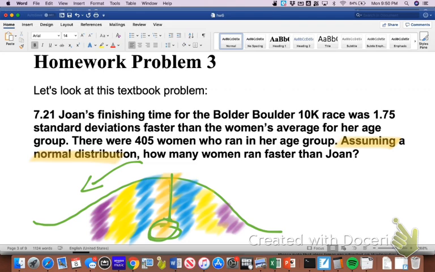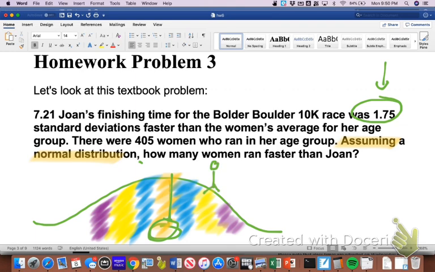So Joan has run this race, and her race was 1.75 standard deviations faster than the women's average. Now, what that would sometimes make people inclined to think is, oh, well, she's fast. That's good. That means that if she's 1.75 standard deviations faster, that's pretty darn faster than average. So you would think, okay, so that means that Joan is over here somewhere, right, with the fast people.